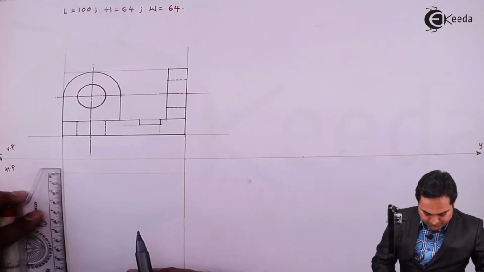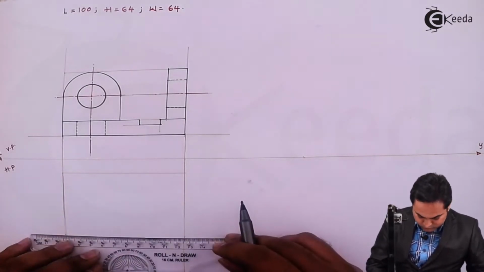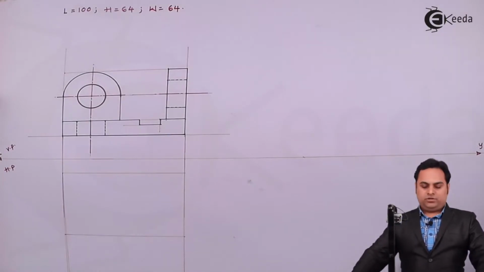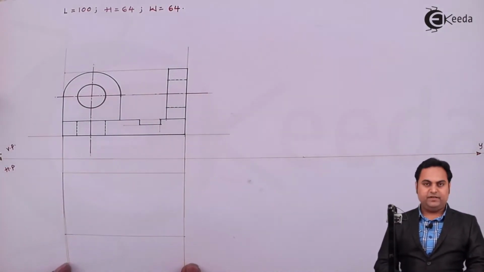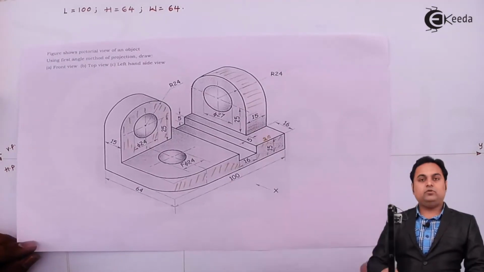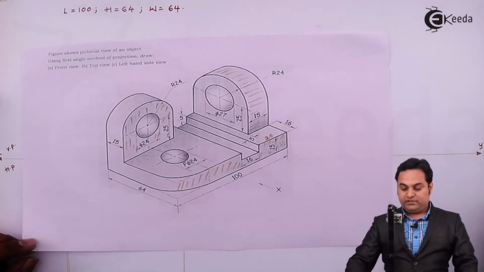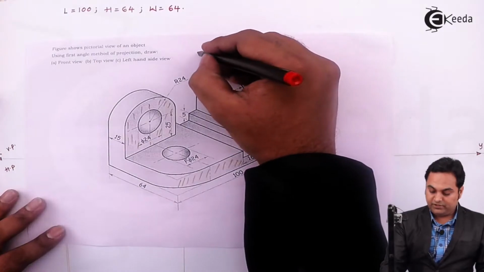Taking 64 mm. This is the rectangle inside which the top view will be drawn, having length equal to 100 mm, width 64. Now when we are looking from top, we need to draw those things first which are closer to us. That is, as an observer, we are here.